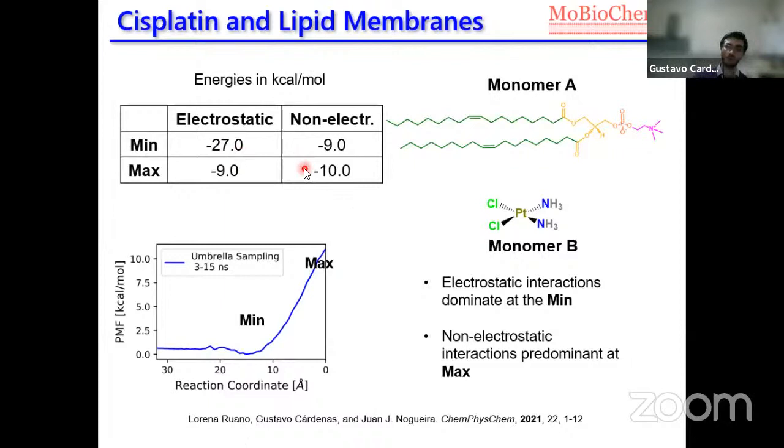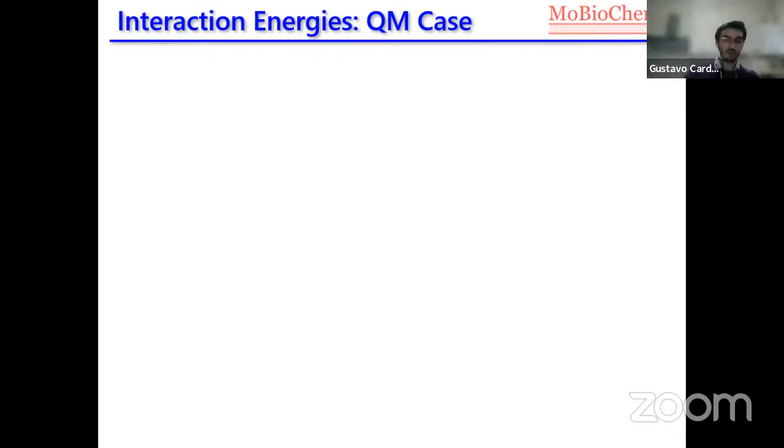Okay, so all these regard computations using a classical force field, that is, computing the energies using a force field. What happens now when we apply the computation of the interaction energy at a quantum mechanical level of theory? Well, the definition is pretty much the same because, as I said before, it is quite general.